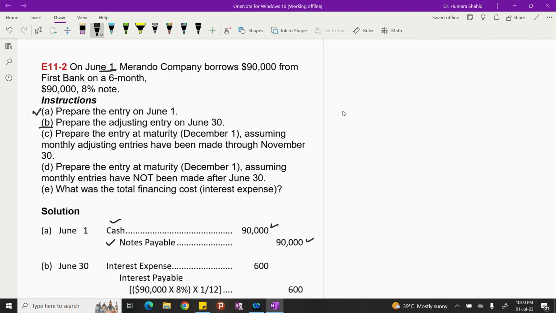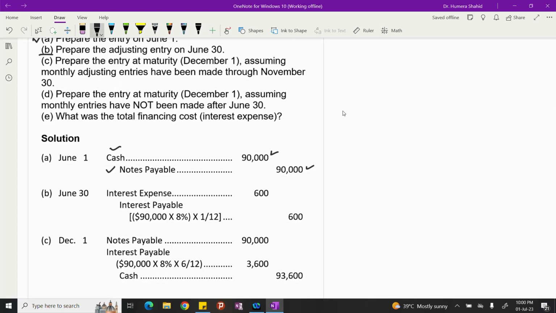Second journal entry, prepare the adjusting entry on June 30th. So if you want to prepare the adjusting entry, count how many months have gone from June 1st till June 30th. Of course, 1 month only. The rate of interest is 8%. So here I did the calculation. Borrowed money is 90,000. 8% is the rate of interest, and I only need the interest of 1 month. Okay, so when I multiply this, interest expense comes up 600, and accrued interest, which is interest payable, is also 600.